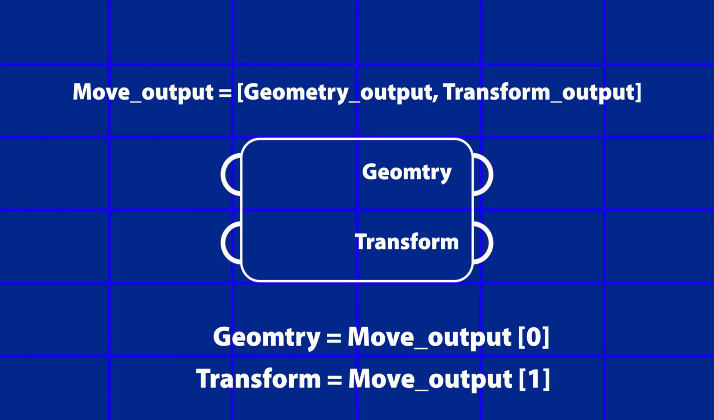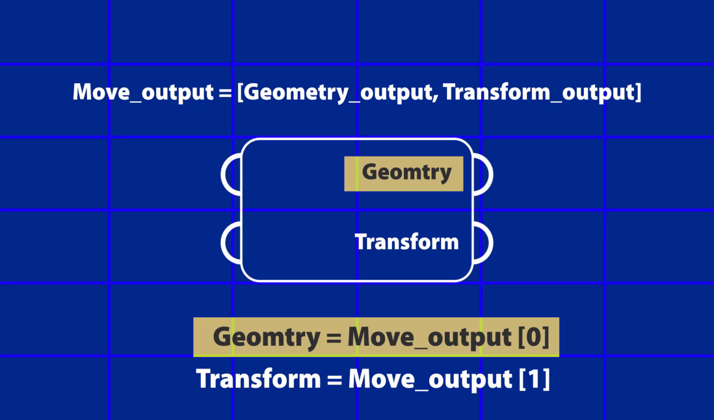I'm going to explain what is happening with an example. Let's drop down a Move component. As you can see, it has two inputs and two outputs, but the problem with a component which has more than one output is that in Python they pass the outputs inside a list. So the output of the Move component is a list which has two items. The first one is geometry and the second one is transform.